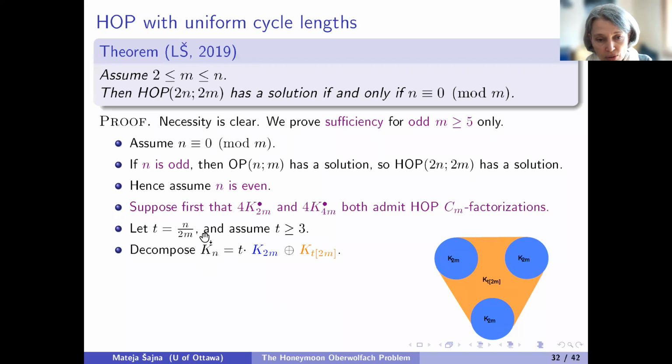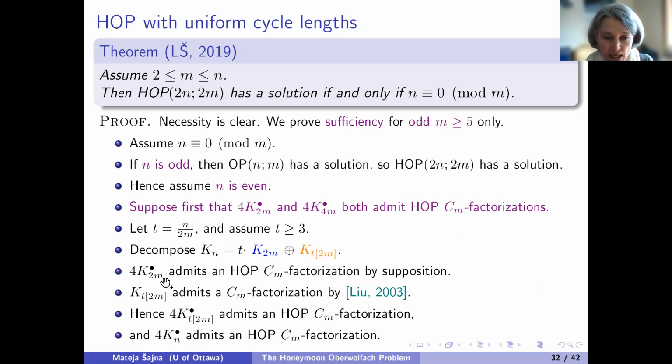We will first decompose our complete graph on N vertices into T copies of K_2M in blue here, and the complete equipartite graph with T parts of size 2M, the orange graph here, so the edges between the parts. Now, by our base case, we have that the fourfold K_2M admits an HOPCM factorization, and we'll see shortly how that works. So that's done. Now, what about the complete equipartite graph?